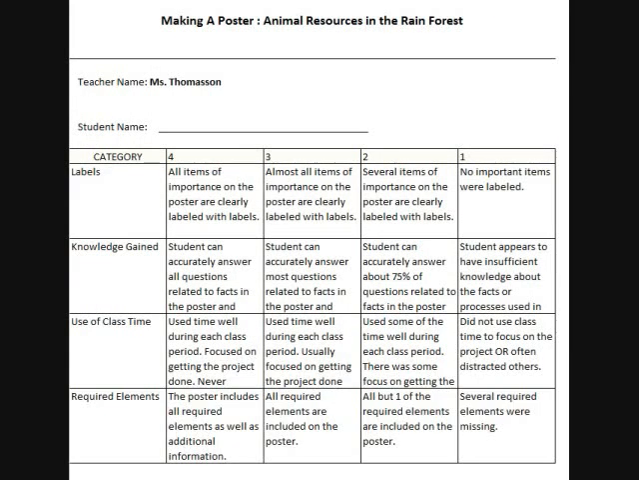I intend to use this rubric to assess them on their understanding of the topic and their effective use of class time.